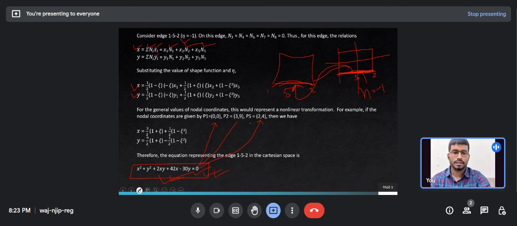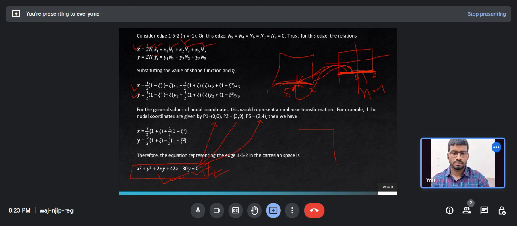So from this example, we can show that this linear edge of an 8-noded element in the natural coordinate system can represent the curved edges of a 2D element in the physical space. Okay? This is what I was trying to show through this problem: that the linear edges of a 2D element having 8 nodes can represent a curved edge of the 2D element in the physical space. Right?